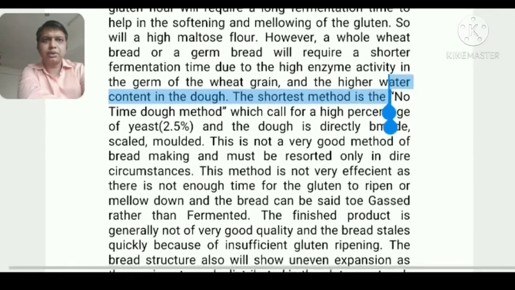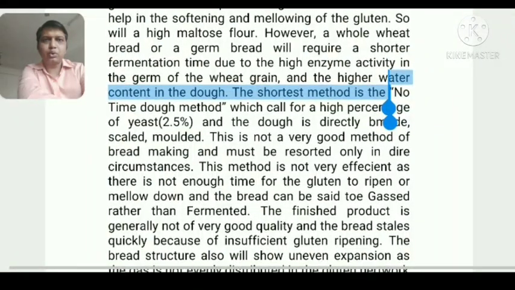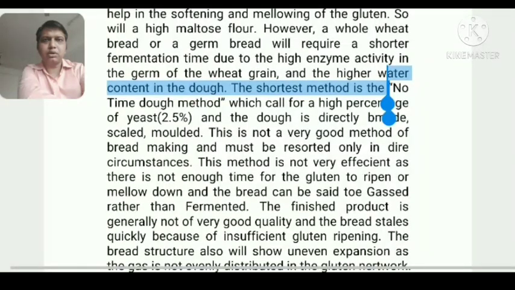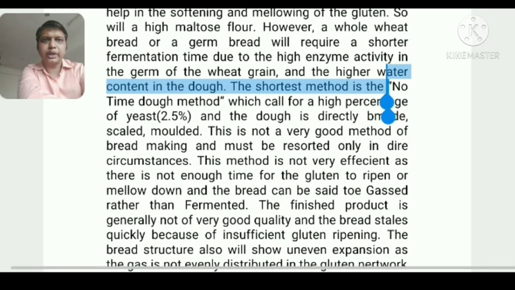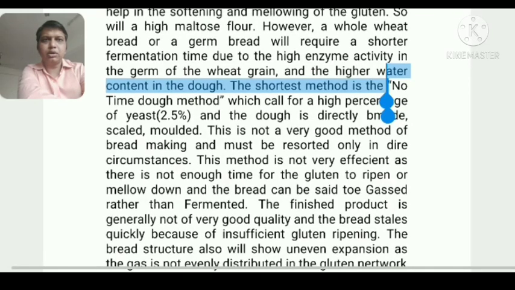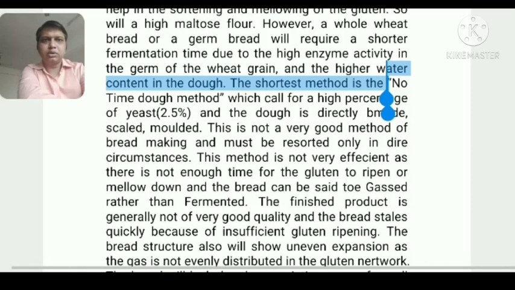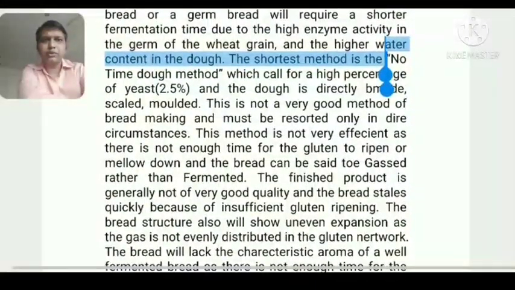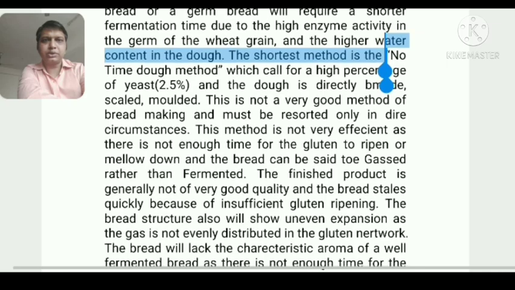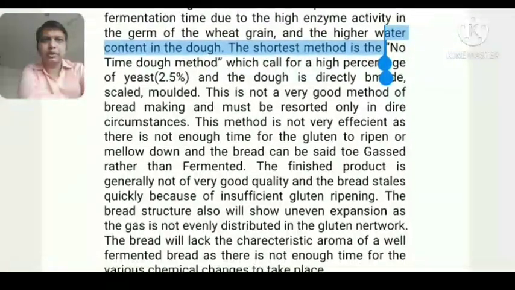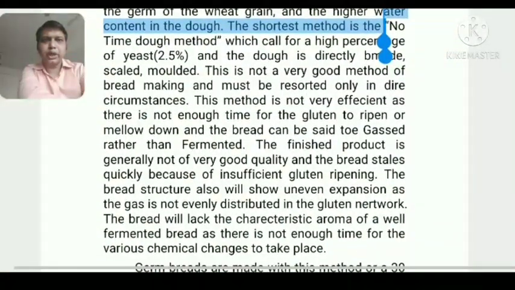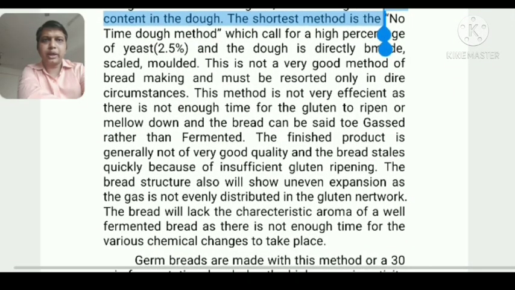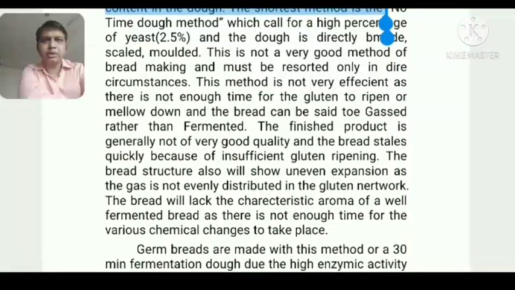The shortest method is the no time dough method, which calls for a high percentage of yeast, 2.5 percent, and the dough is directly molded and scaled. This is not a very good method of bread making and must be resorted to only in dire circumstances. The method is not very efficient as there is not enough time for the gluten to ripen or mellow down, and it can be said to gas rather than ferment.